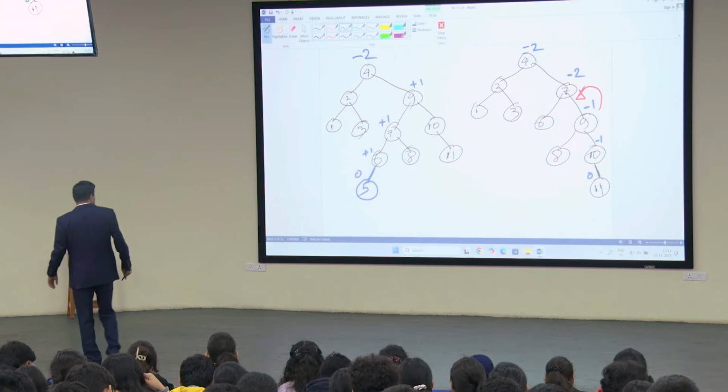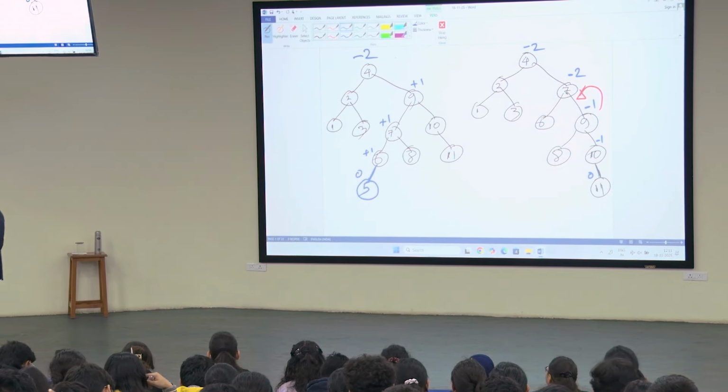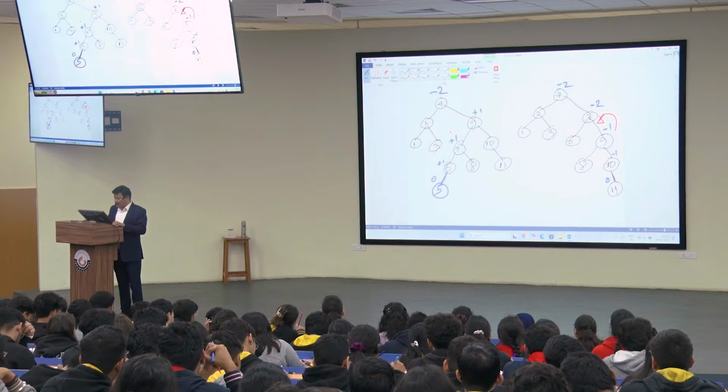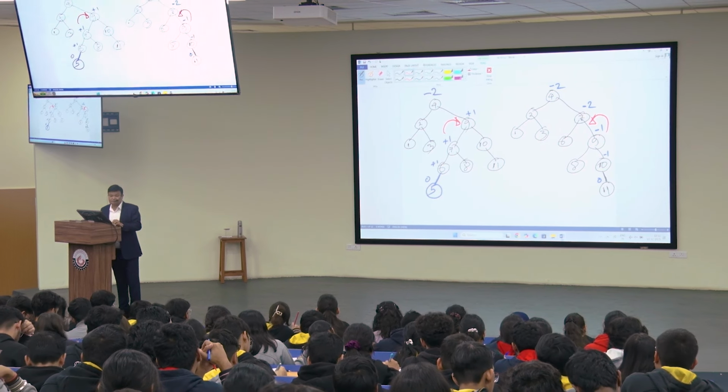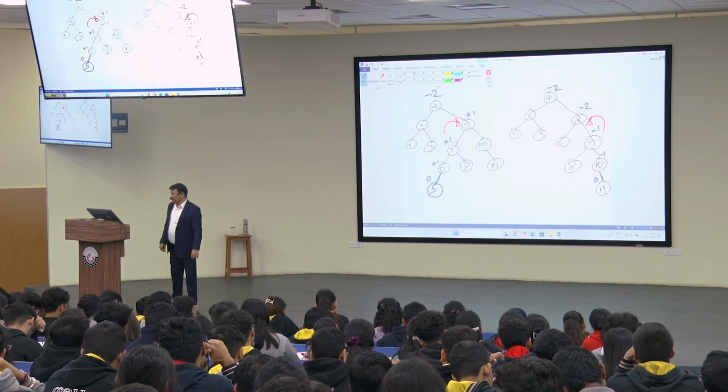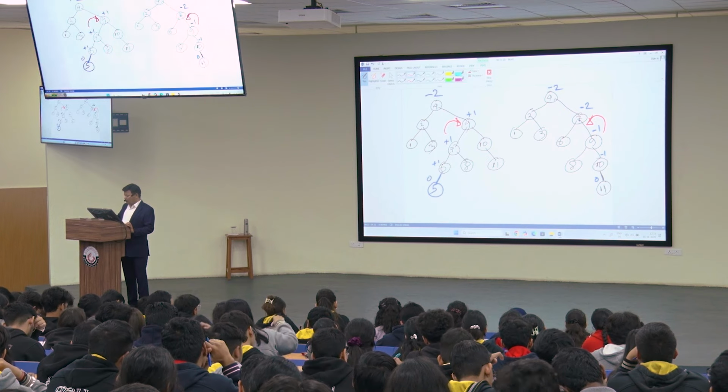So what will happen? This is the child. This will be rotated towards the left. So like this. And next time the parent will be rotated.